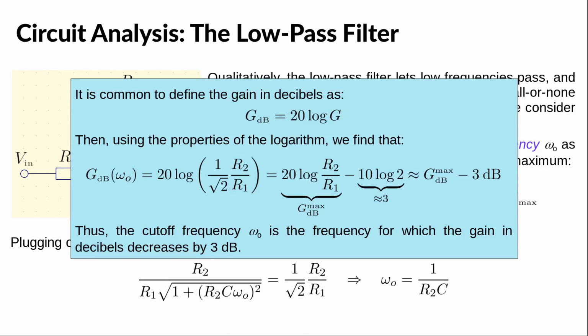All that being said, the important thing is the following. If we calculate the gain in decibels at the cutoff frequency, we find that it is equal to the maximum gain in decibels minus 3 decibels. So the thing to remember is that the cutoff frequency omega 0 is the frequency for which the gain in decibel decreases by 3 decibel. You will see those 3 decibels everywhere when you read about filters, so this is where they come from.